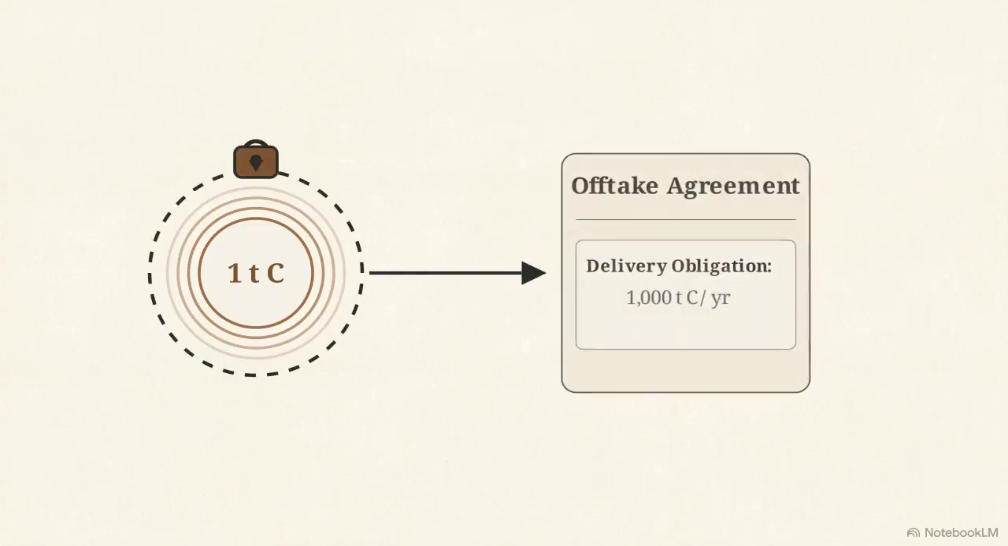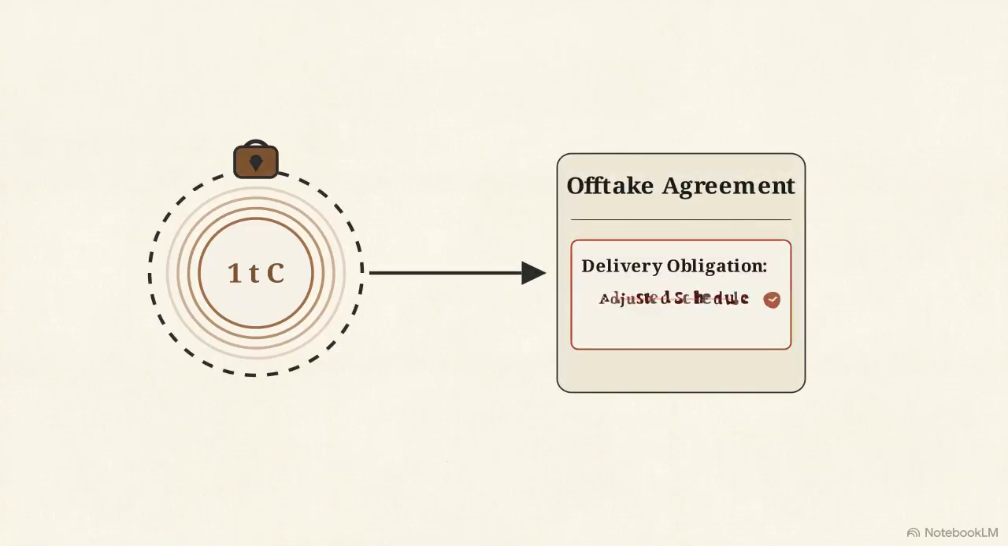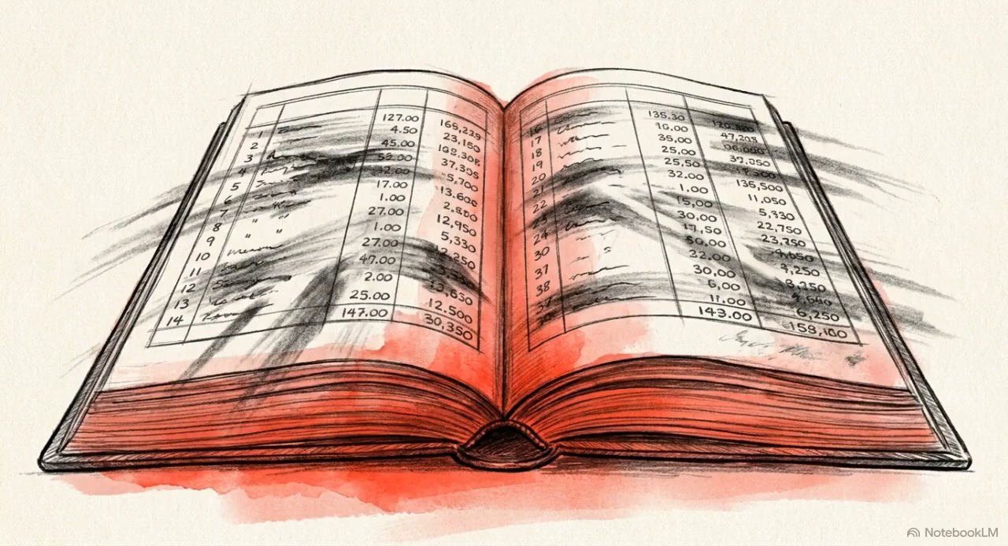Agreements must dictate exactly what happens to delivery obligations if units are placed into temporary withholding. If you do not proactively price methodology risk into your contracts early, the regulator's methodology will price it into your balance sheet later.